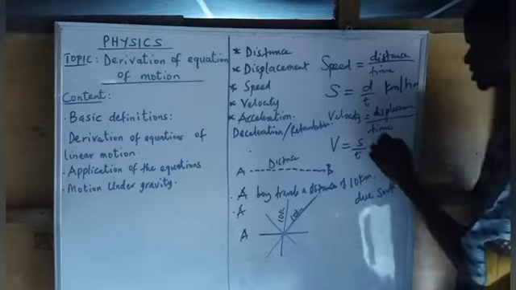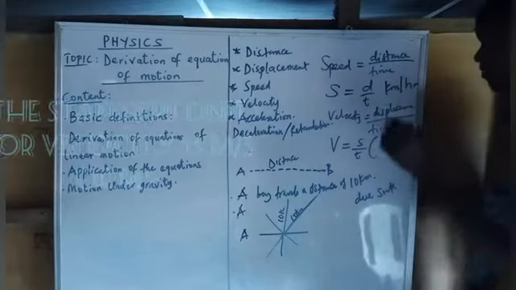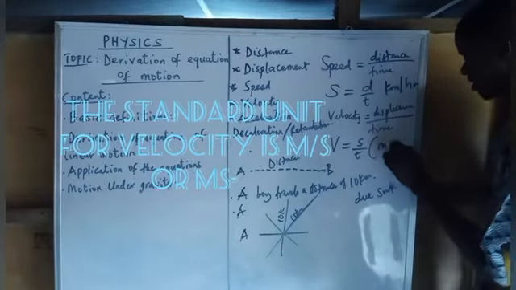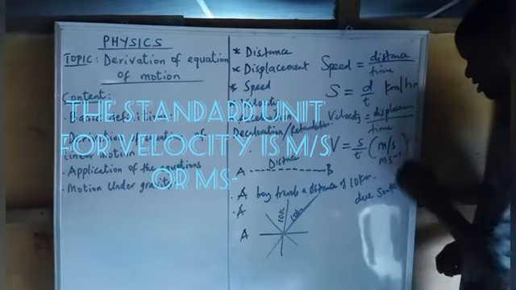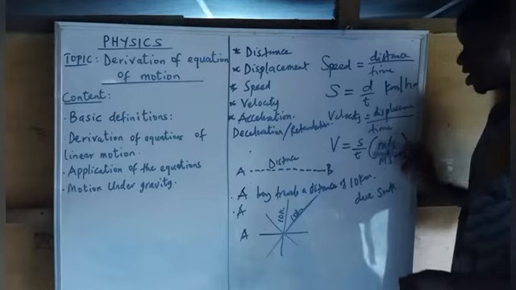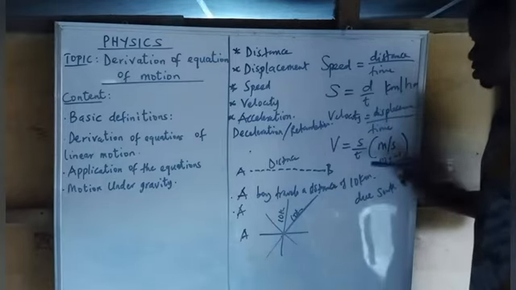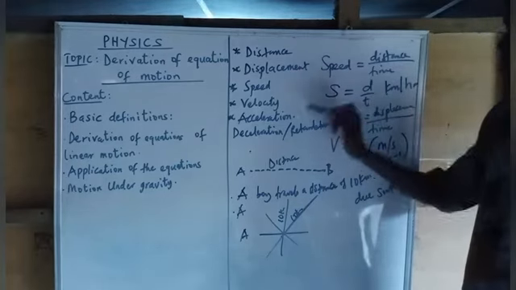So the SI unit, which is called the standard unit for our velocity, is what? Meters per second, or you write it as ms raised to minus 1. It's the same thing. And velocity is what? A vector quantity. Let's move to the next concept, which is acceleration.